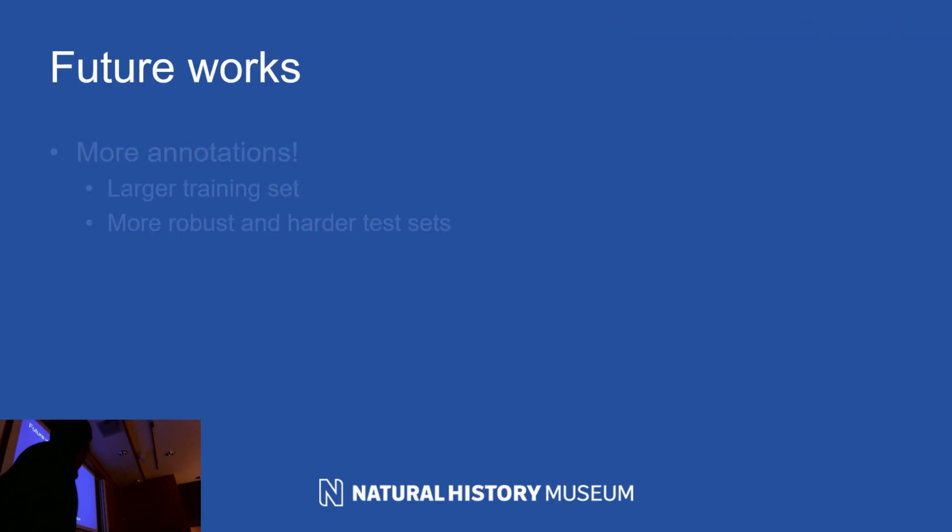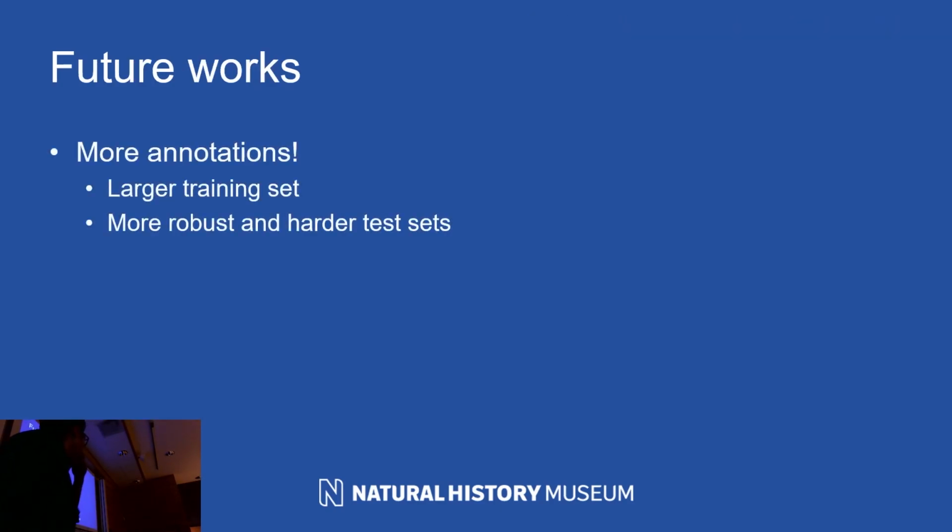And some of the future work is obviously, as people mentioned yesterday, that to tackle this, the most important thing is not the model, but maybe getting more annotations, because obviously we only got 147 slices, which is not enough. So hopefully we can label more and create a larger training set. Second, I want to create a more robust, harder, real-world test set.